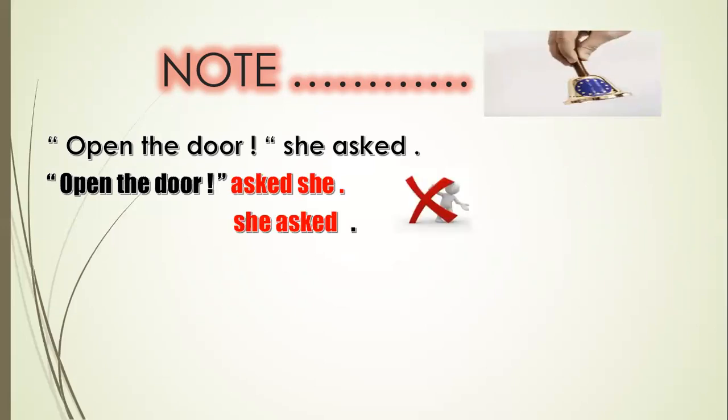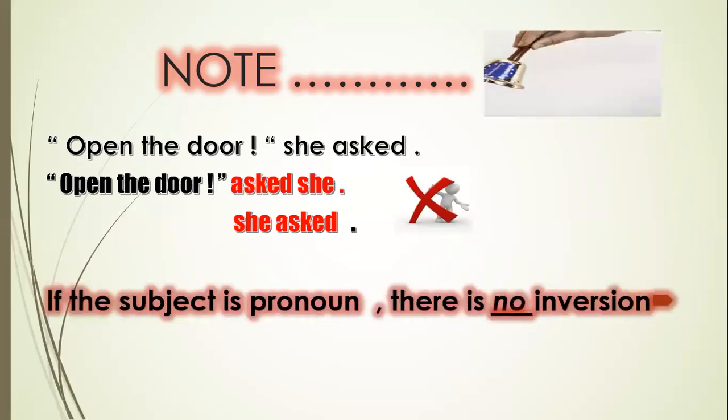So, the rule says that if the subject is a pronoun, like here, she, he, they, we, there is no inversion. You cannot invert the subject and the verb, okay? So, in our lesson today, we learned that you can invert the subject and the verb if your sentence starts with an adverb of place, and if you have a reporting phrase, you can invert the subject and the verb. But pay attention to, if the subject is a pronoun, there is no inversion. Okay, did you understand my lesson?